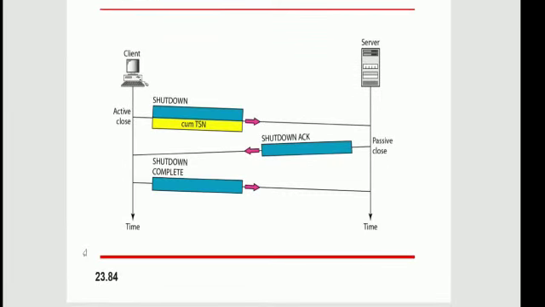Here the association is now terminated. First, the client sends an active close message along with shutdown to the server. Then the server sends the passive close shutdown acknowledgement to the client, and when the client receives the shutdown acknowledgement from the server, the client will send the shutdown complete to the server.